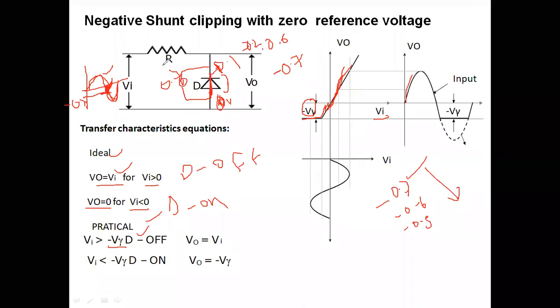When it is off state, what input occurs at the output? See these values, I have drawn an output also. This may be minus 0.1, 0.2, 0.3. At this level, you may have the minus 0.7. I am talking regarding the silicon diode. So at this point you may have minus 0.7. When you get minus 0.7, diode gets on.